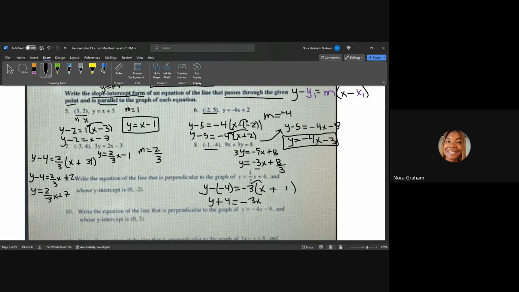And I distribute this through for each. So negative 3x minus 3. Almost there. Now I have to subtract that 4 from both sides. My answer for this one will be y equals negative 3x, negative 3 minus 4. It's going to be negative 7. All right. And that's the answer for those ones.